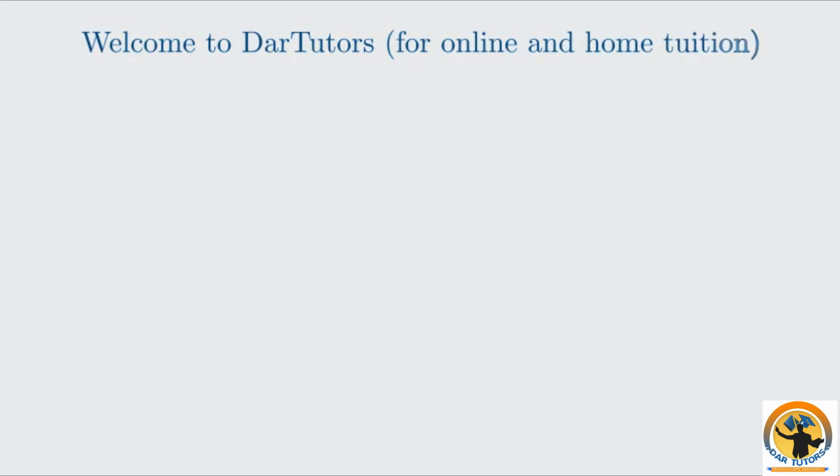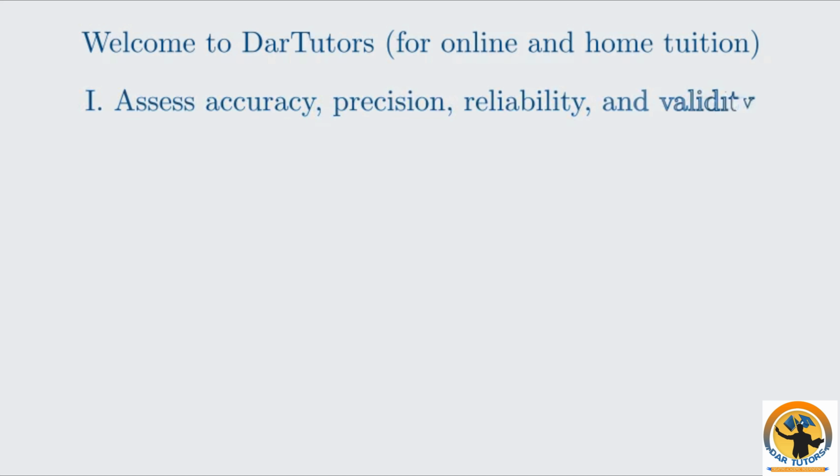Welcome to DAR Tutors. Today, we will explore key concepts in IB Chemistry Higher Level, specifically focusing on data analysis and redox reactions. We will cover topics essential for the IB-HL curriculum. We will begin by differentiating between accuracy, precision, reliability, and validity in experimental data. First, we'll establish a clear understanding of these critical terms for data analysis.